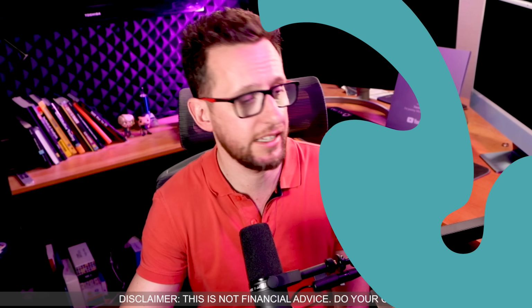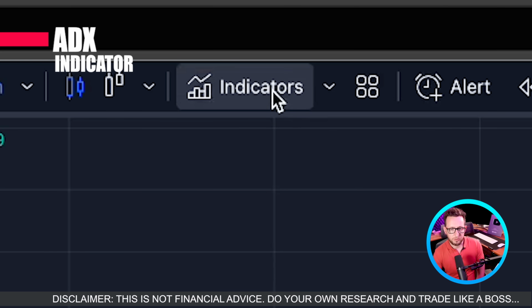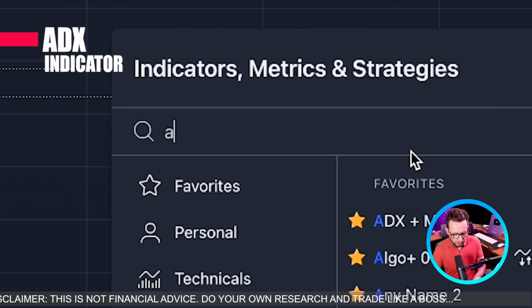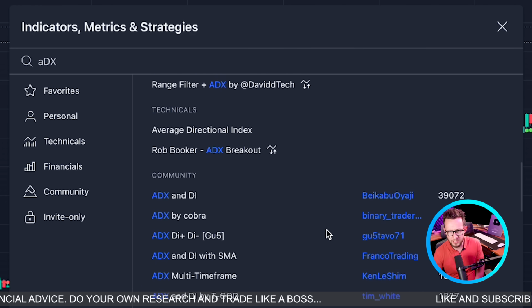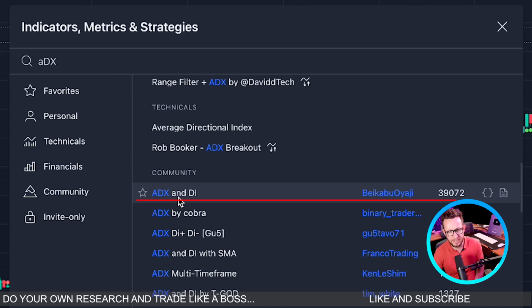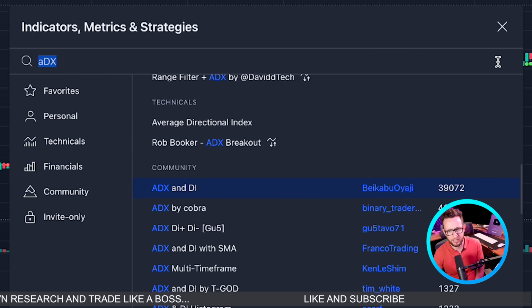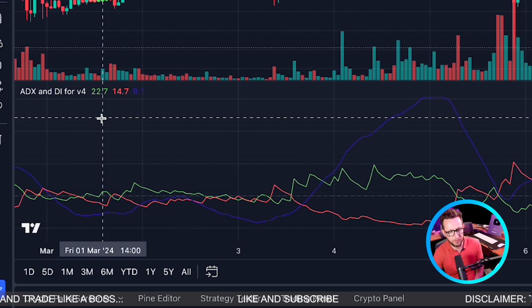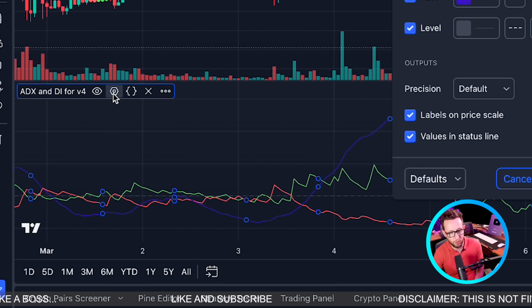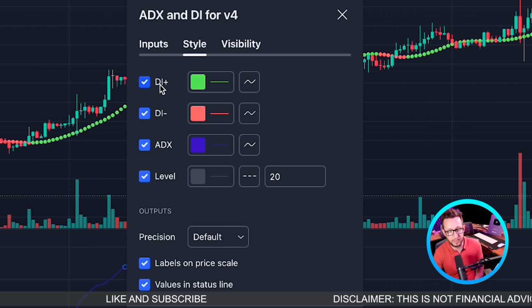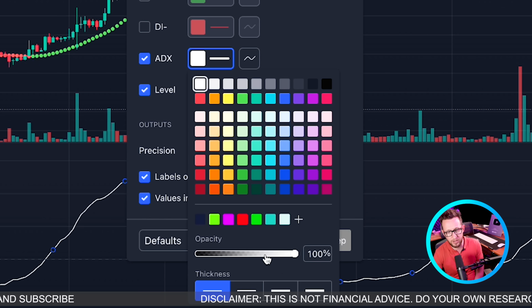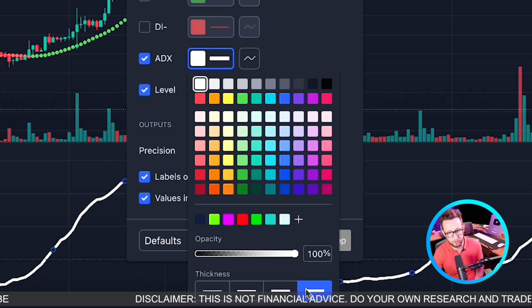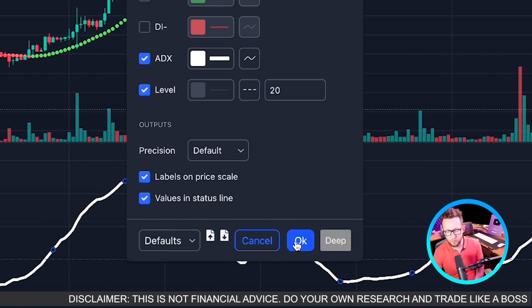Now we're going to add a volatility indicator called the ADX. To add the ADX, I'm going to go up to the top to indicators as well, and I'm going to search for ADX. Now there is absolutely tons of ADX here. I'm just going to choose the first one here, which is ADX and DI. If I click here, we're going to have to do some setting up on this indicator. So I'm going to click here and press the cog. I'm going to remove the DI plus and the DI minus. I'm going to make the ADX white and a bit thicker so we can see it here on YouTube. And that's about all for that.